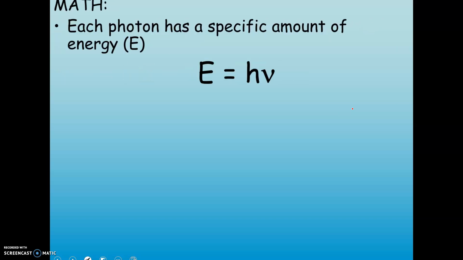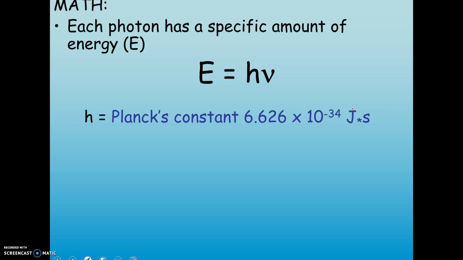Remember I told you that we were going to talk about how light also has energy. And this goes more along the lines with the particle idea of light versus the wavelengths of light, because light has what we call a dual nature. And so this is the formula: energy is equal to h times frequency. This nu, remember, is that Greek letter for frequency, and h is Planck's constant, 6.626, sometimes you'll see this as 6.63, times 10 to the negative 34th, and the units are joule seconds.